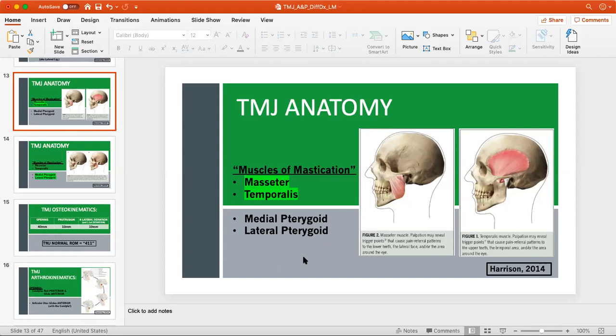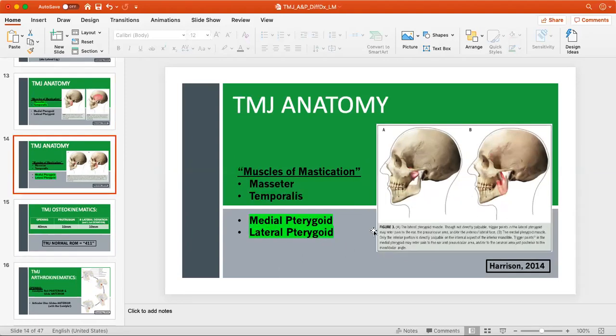So these four muscles: the masseter, which you can see here, the temporalis, and then the medial and lateral pterygoid, which are pictured here.